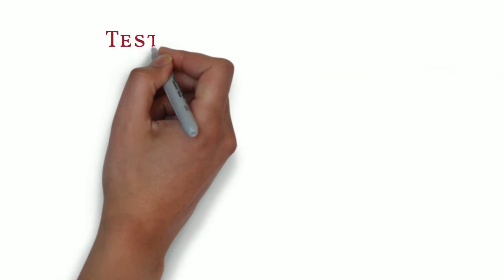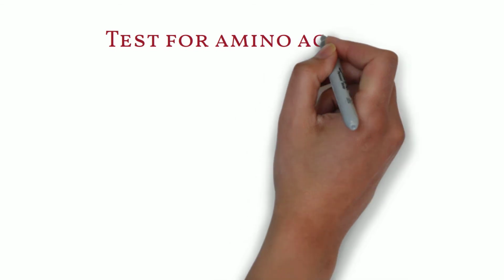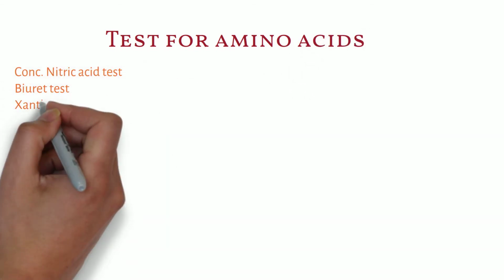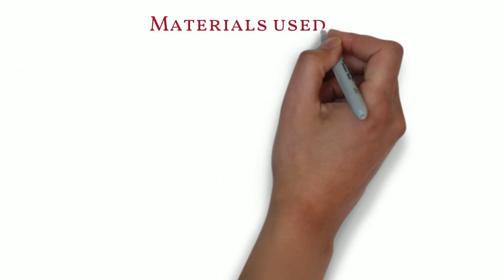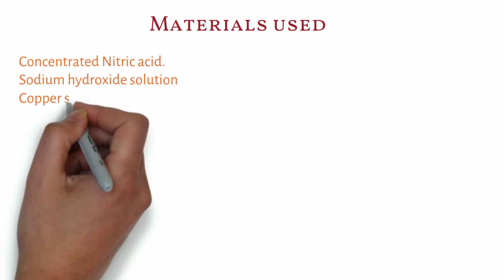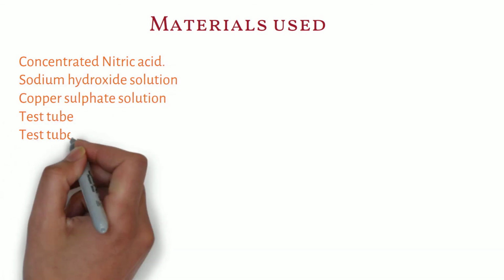In this practical, we are going to test the presence of amino acids by performing the nitric acid test, biuret test, and xanthoproteic test. The materials used in the following tests for proteins are concentrated nitric acid, sodium hydroxide solution, copper sulfate solution, test tube and test tube holder.